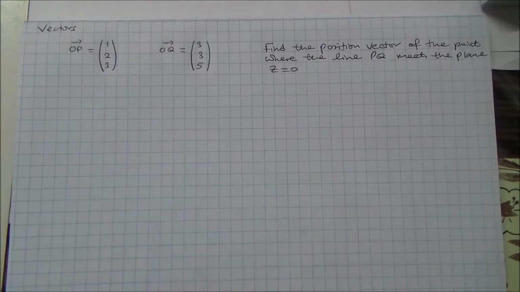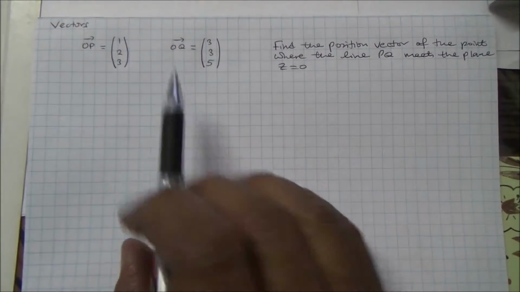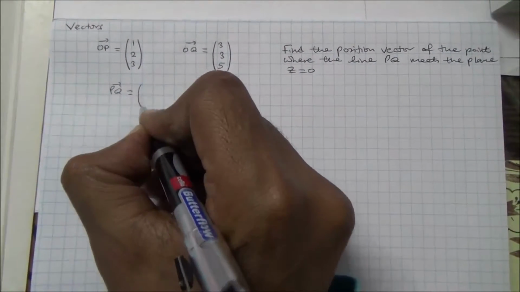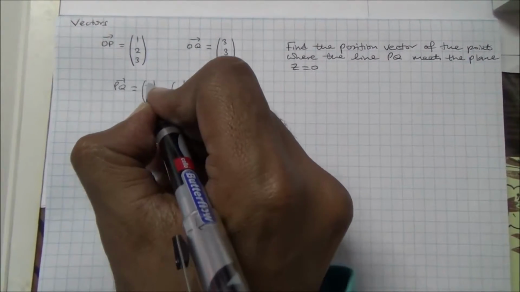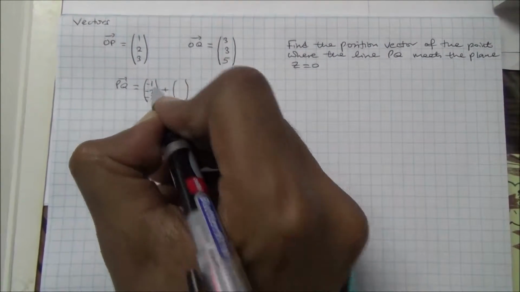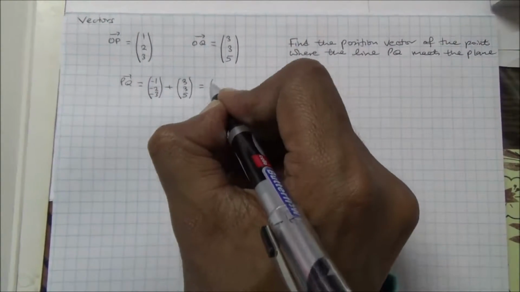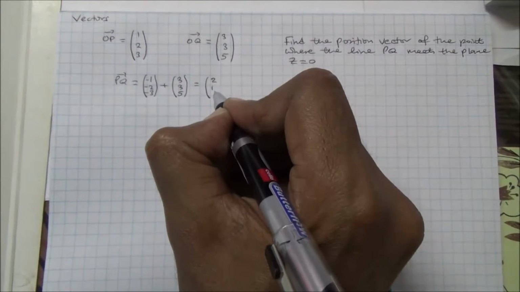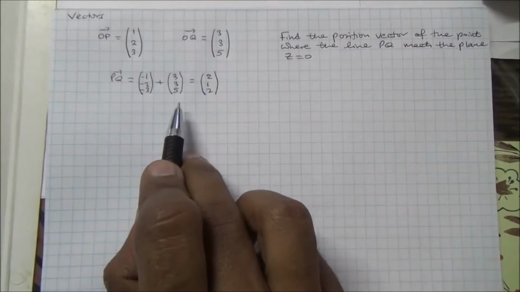Okay, for this first part, we're going to have to find first of all the vector PQ. What is the vector PQ? It is PO plus OQ by geometry of vectors. PO is (-1, -2, -3) plus (3, 3, 5), and that's going to give us (2, 1, 2). So this is the vector PQ.